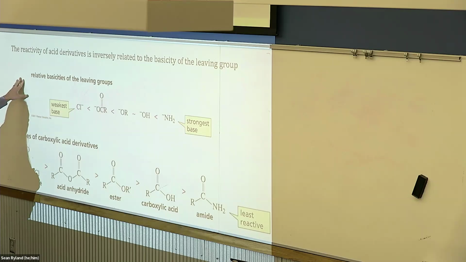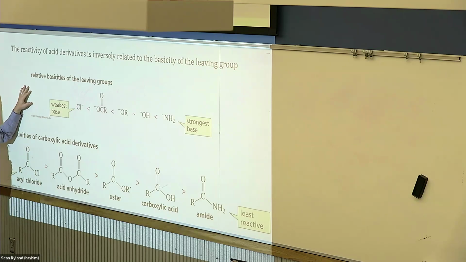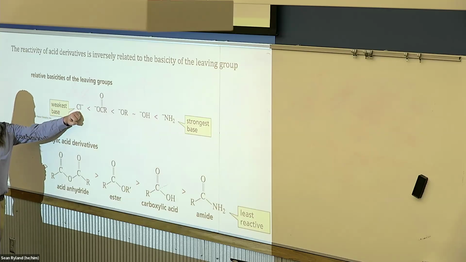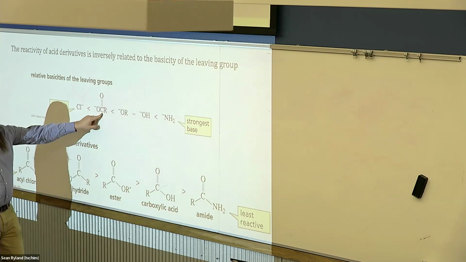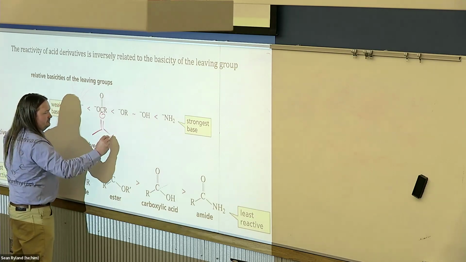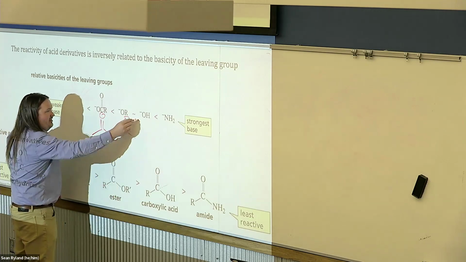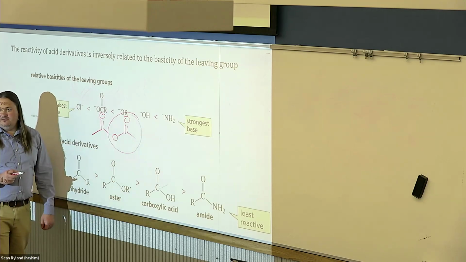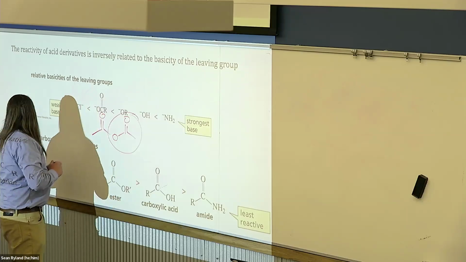Acid derivatives. The reactivity of acid derivatives is based on how good a leaving group you have. The best leaving group makes the most reactive acid derivative. So our acid chlorides and acid bromides are going to be better leaving groups, therefore more reactive than acid anhydrides. Because if you think about an acid anhydride, this whole thing is the leaving group, and that's a stable molecule on its own. Much more so than an ester.